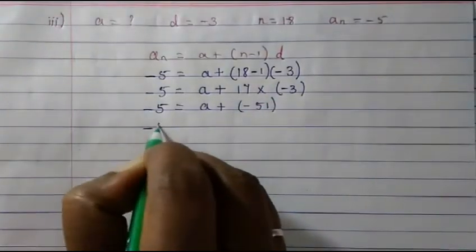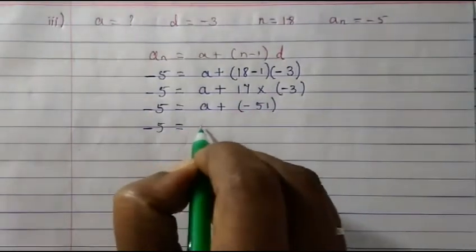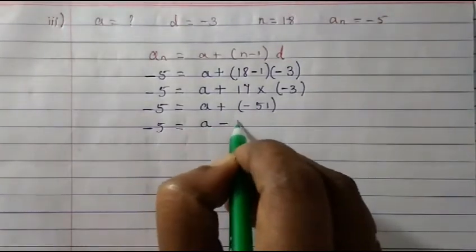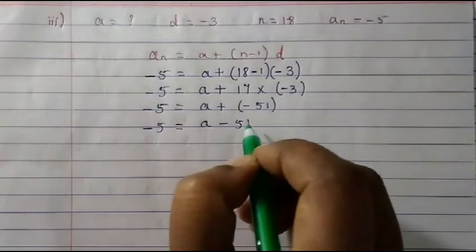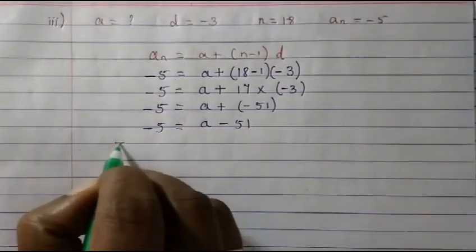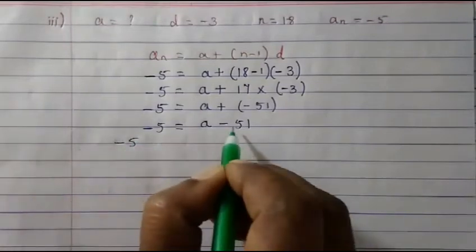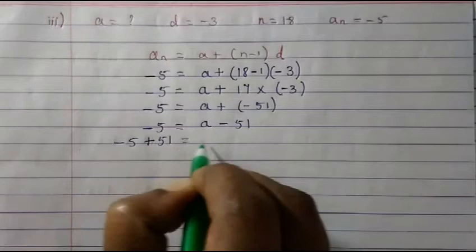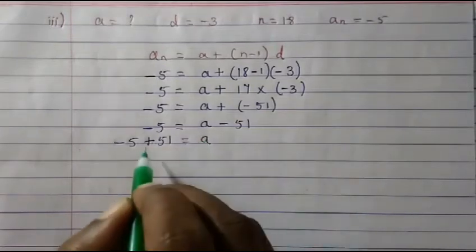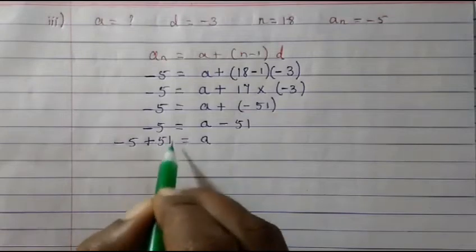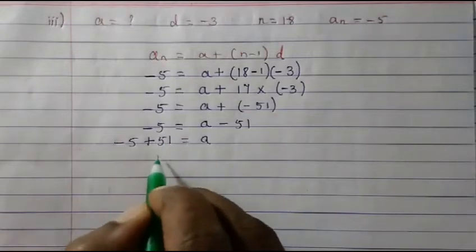Now minus 5 keep as it is, a as it is, plus into minus will give us minus 51. So now let's bring this minus 51 to this side. So minus 5, here it is in minus, so when it comes here it will become plus 51. So we keep a here only. So plus 51, here minus 5. So when we subtract, the biggest number sign is plus, we will get it in plus.